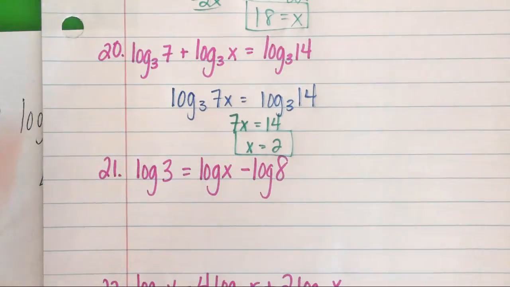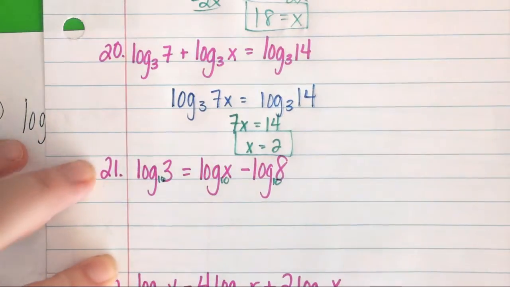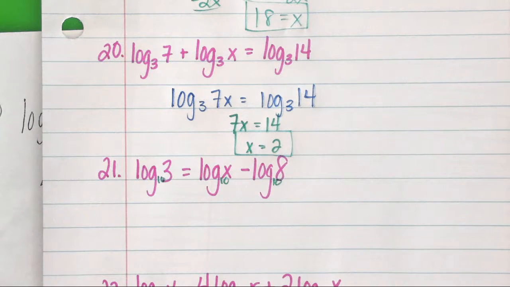As for number 21, they all have the same base. It's not written, but it's an understood 10. When they don't write it, it's an understood 10. If you want to write it, you can.